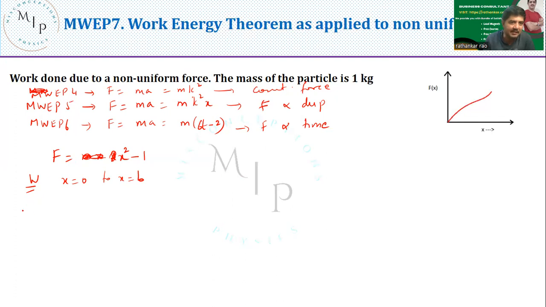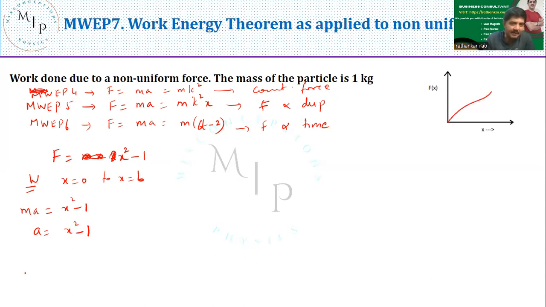Now I will write F is equal to m into a, which should be equal to x square minus 1. And m is equal to 1 kg. So acceleration should be equal to x square minus 1 itself.